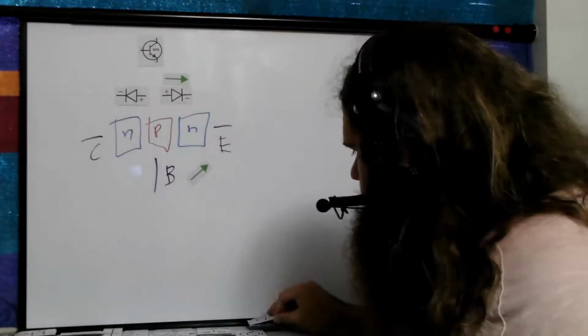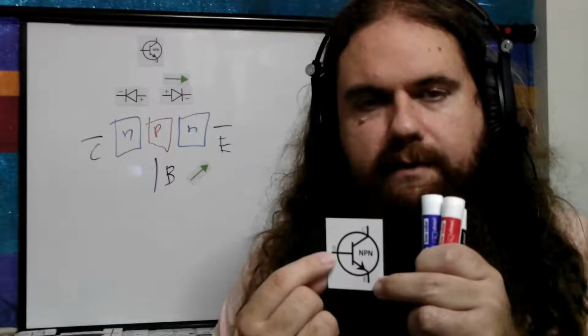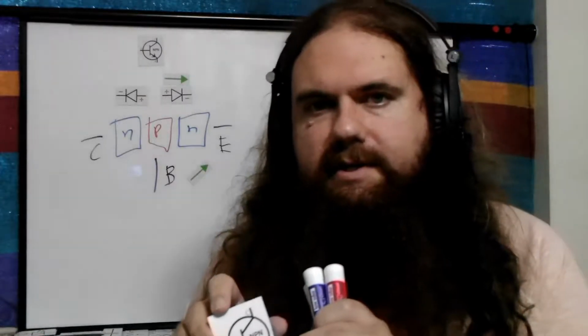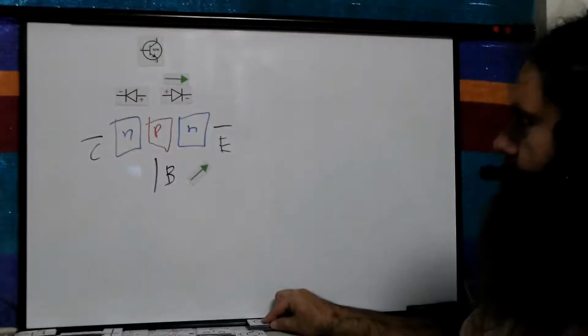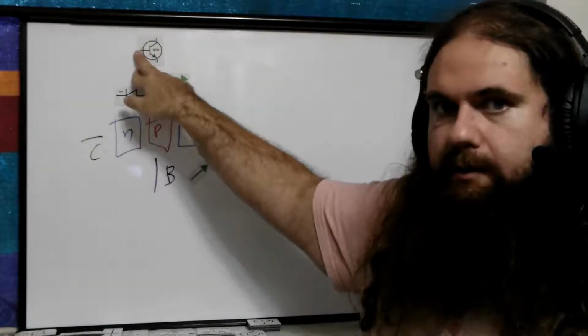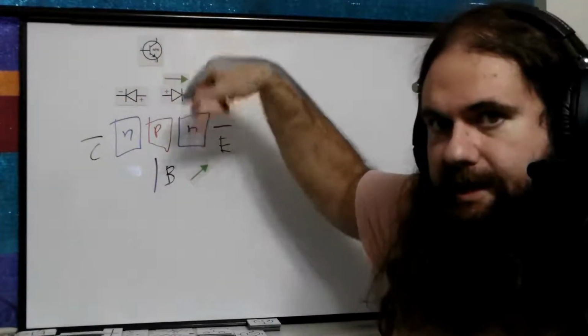Now, notice the symbol here. The symbol has this bar. So we've got the base on one side and we've got this bar and the collector and emitter on the other. That is to symbolize that effectively the collector to emitter is the wire it's controlling. This side is the control side and this side is what it's doing.